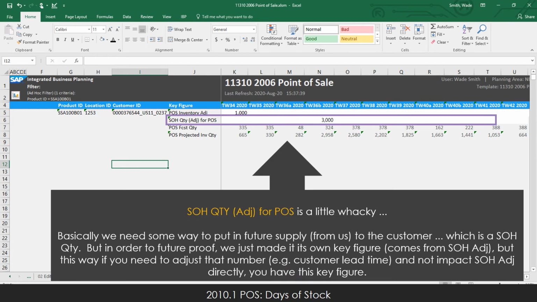SOH quantity adjustment for PS point of sale is a little wacky. Basically, we need some way to put in future supply from us to the customer, which is an SOH quantity. But in order to future-proof, we made it just its own key figure, comes from SOH adjustment. But this way, if you need to adjust that number, for example, take into account customer lead time and not impact the sales order history adjustment directly, we have this key figure.